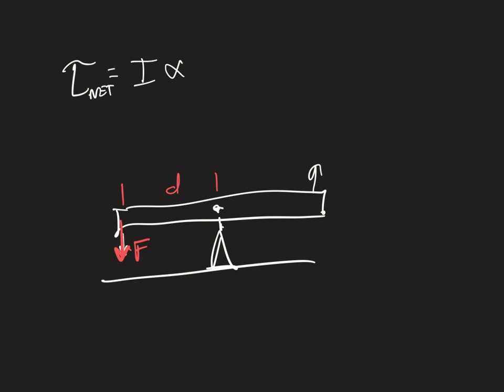So to calculate the amount of torque that is produced by applying a force, it's the cross product of the F vector and the D vector, where D is the lever arm and F is the force applied.